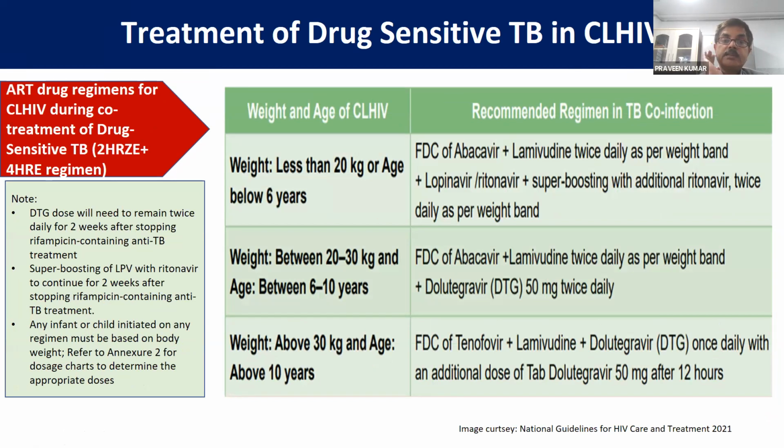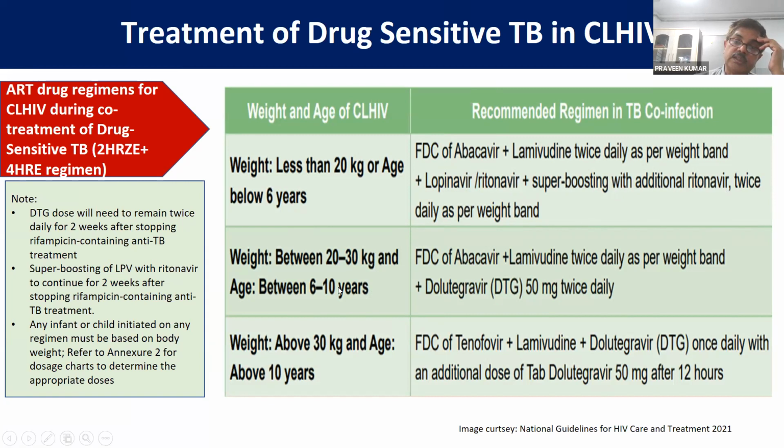Now there are certain other important points which we also have to remember. If there is TB co-infection in CLHIV, then there are certain important points which all of you should follow. If the weight is less than 20 kg or age is below 6, then most of the time you will put them on this fixed dose combination of abacavir lamivudine twice a day as per weight band. And then we will also use lopinavir with additional ritonavir twice daily as per weight band.